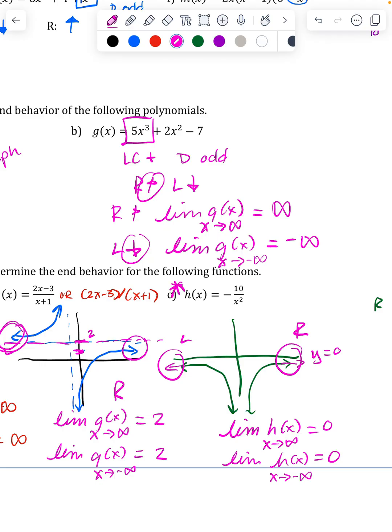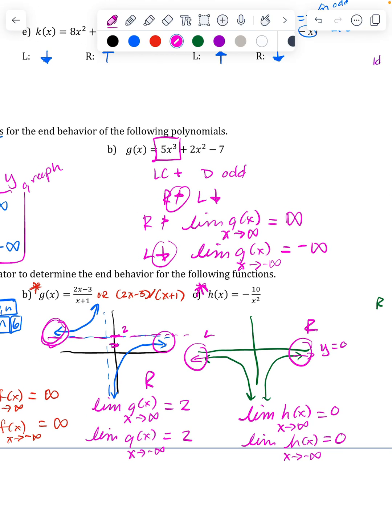So these last two are just showing you that the ends don't necessarily have to go up or down, and you'll need your graphing calculator to help you look at that and establish the value. So that's going to be on that calculator required part of the test.